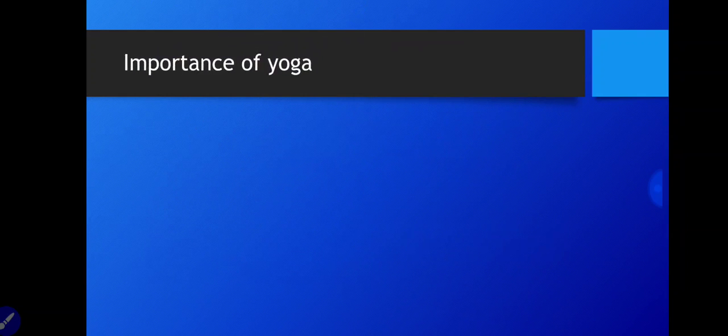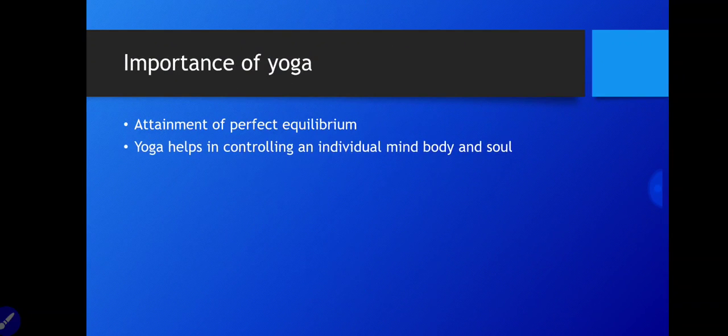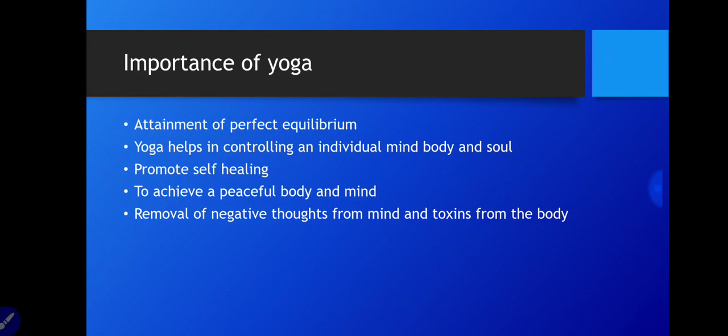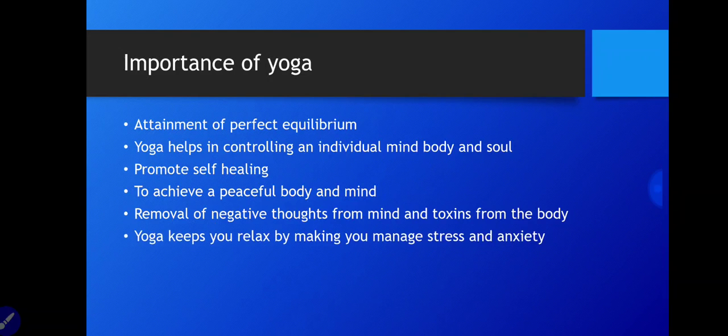What is the importance of yoga in our life? It attains the perfect equilibrium. Yoga helps in controlling an individual's mind, body and soul. Promotes self-healing to achieve a peaceful body and mind. Removal of negative thoughts from the mind and toxins from the body. Yoga keeps you relaxed by making you manage stress and anxiety, and increases self-awareness. So here we can see how yoga is important for us.